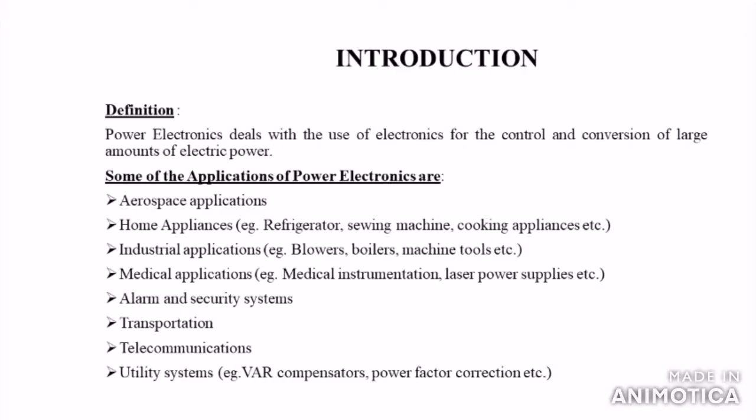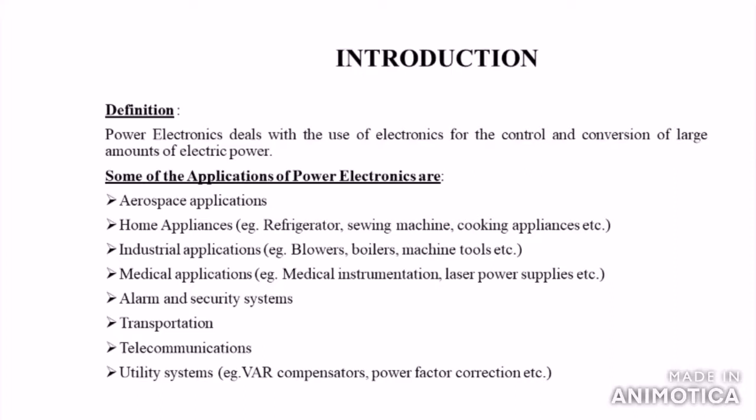Power electronics is nothing but electronics itself, but it is used for control and conversion of large amounts of electric power. In the case of power electronics, electric power is in the range of megawatts and electric voltages are in the range of kilovolts.